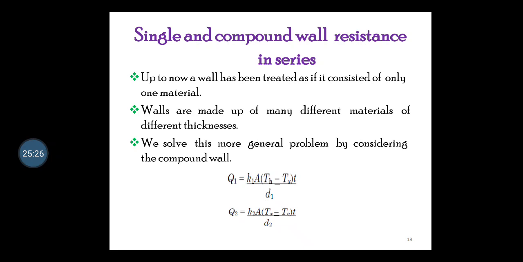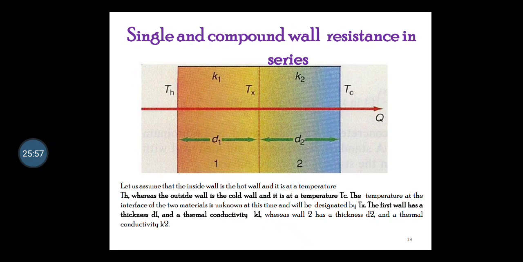So the equations would become Q1 is equal to k1 multiplied by A multiplied by (TH minus Tx) divided by d1. And for Q2, it is equal to k2 into A multiplied by (Tx minus TC) divided by d2. So let us assume that the inside wall is the hot wall at temperature TH, whereas the outside wall is the cold wall at temperature TC.